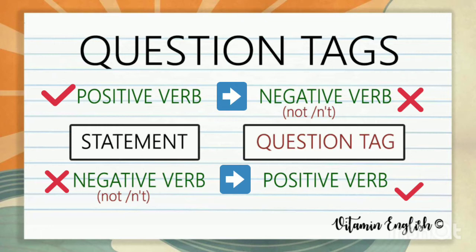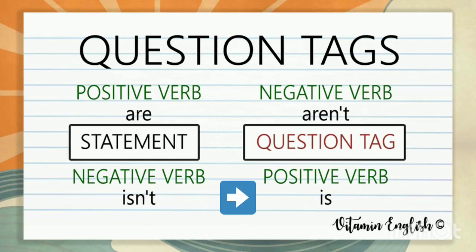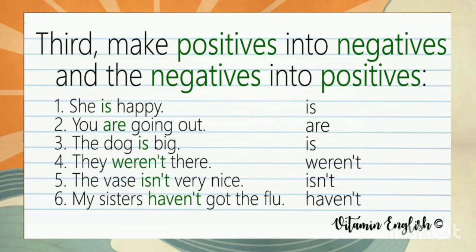Let's look at our example. If the statement includes the verb are, then the tag will have the verb aren't. And if the statement has the verb isn't, which is negative, then the question tag will have the verb is. That's right. Good job. Let's look at our 6 sentences for step 3. Number 1's verb is. So, is that a positive or negative? It's a positive word. How do we make it negative? By adding not or N'T to it. In this case, is becomes isn't. It's quite easy, isn't it?